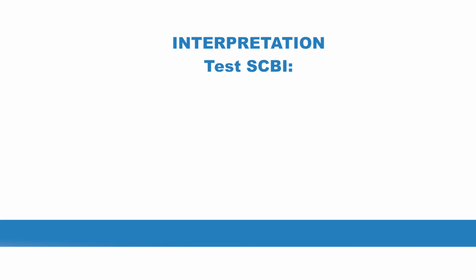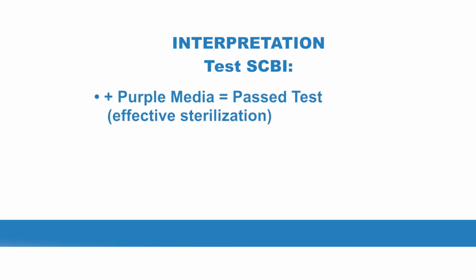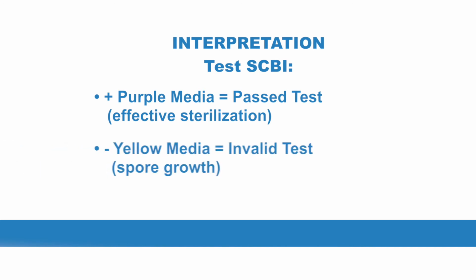An SCBI that was processed in the autoclave or sterilizer should remain purple because that indicates there was no spore growth and that the sterilization cycle was effective and the test passes. If the SCBIs are yellow in color, this means that the spore grew and that the sterilization cycle was not effective and the test fails.